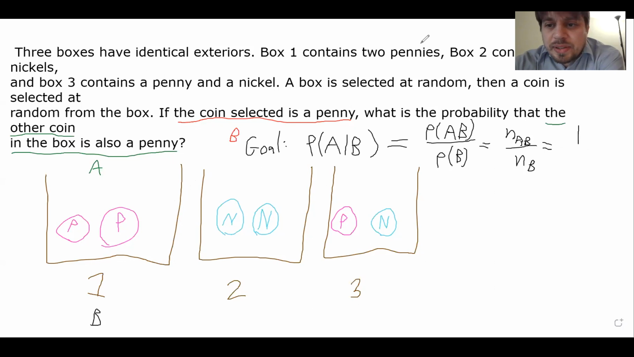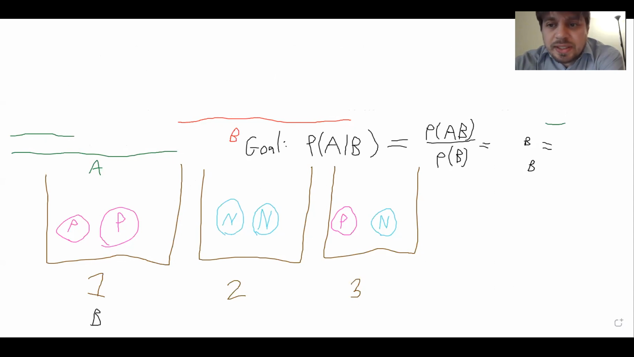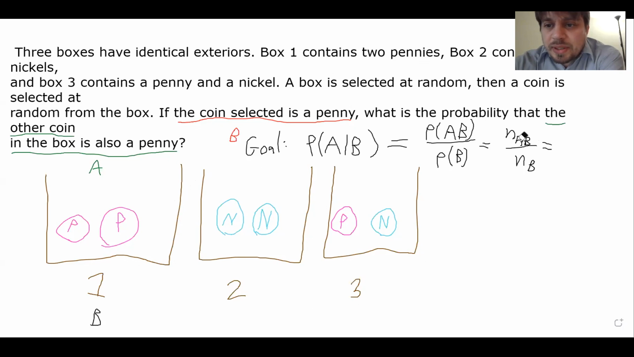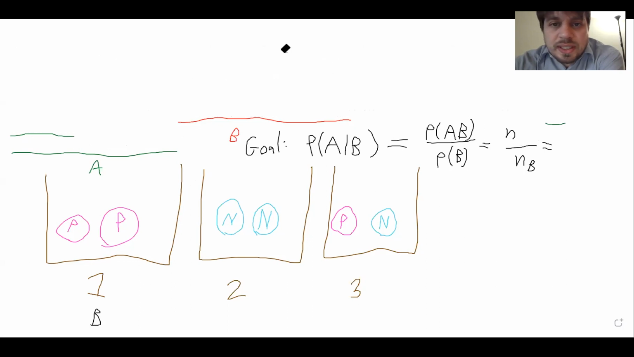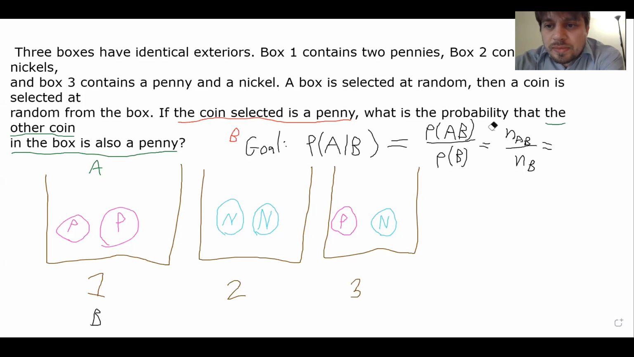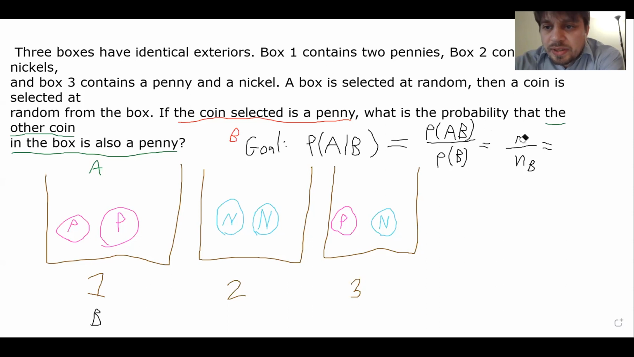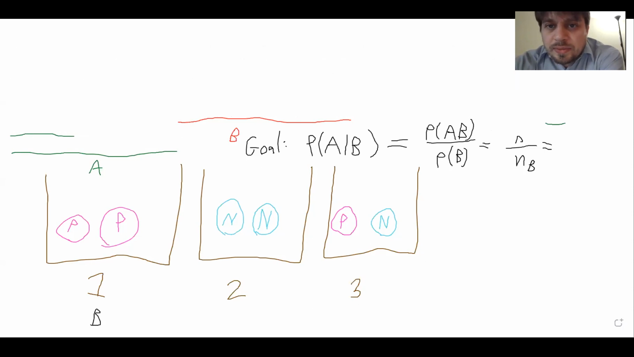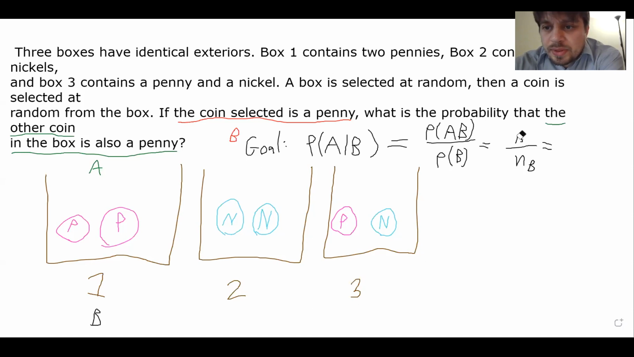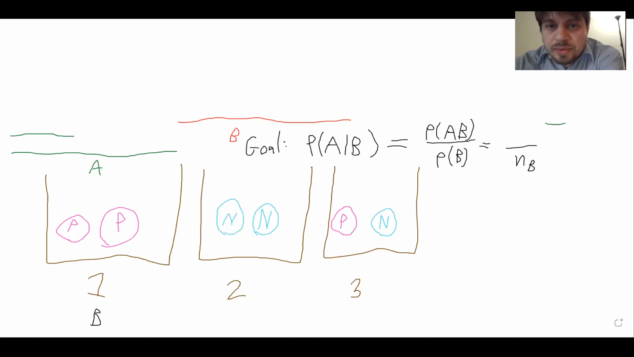Actually, sorry. Let me do this. Let me keep it as the probability. That way I don't, just, there we go. Just need to erase this without erasing everything else. There we go.